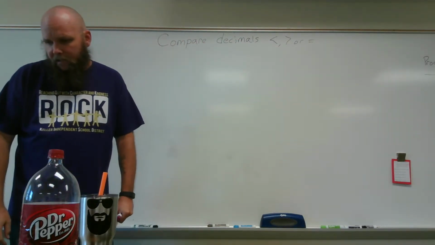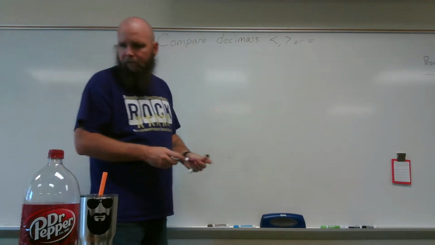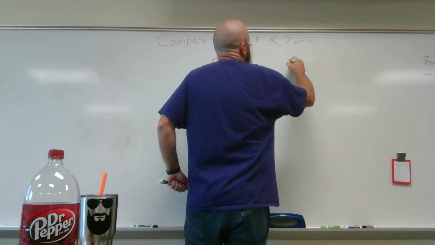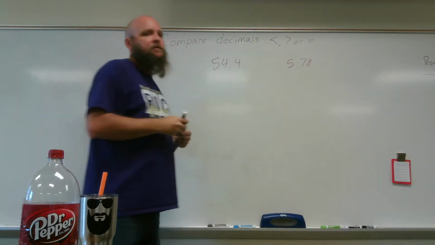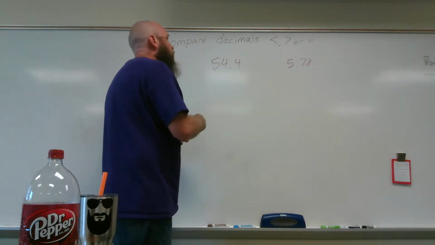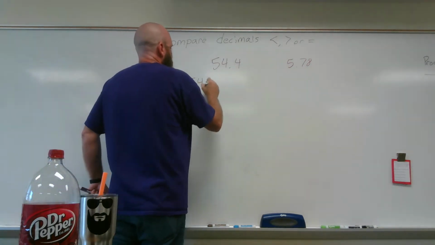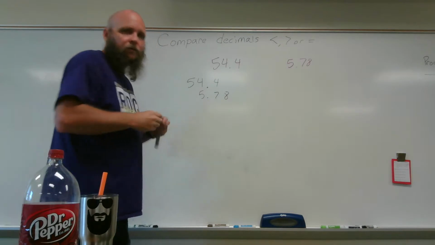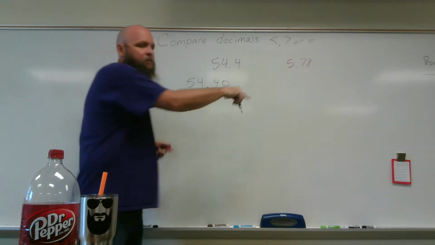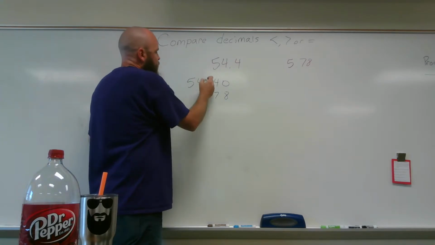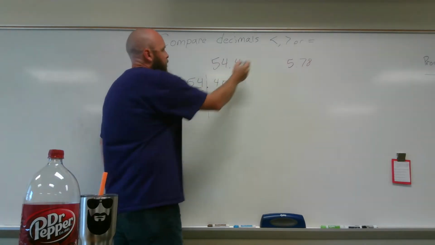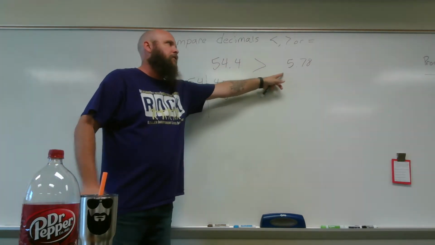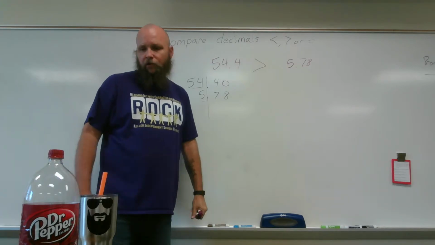Let's look at 54 and 4/10, 5 and 78/100. Write them down, lining up the decimal points. We add in our 0 so they go out to the same smallest place value. In front of the decimal point, I have 54 and I have 5. 54 is greater than 5. So 54 and 4/10 is greater than 5 and 78/100.